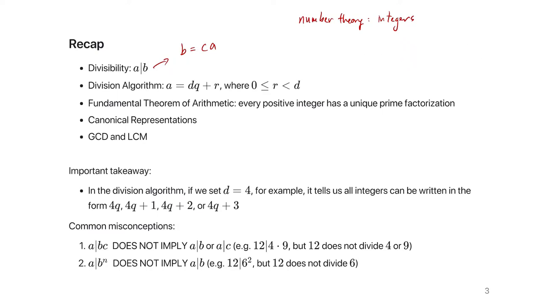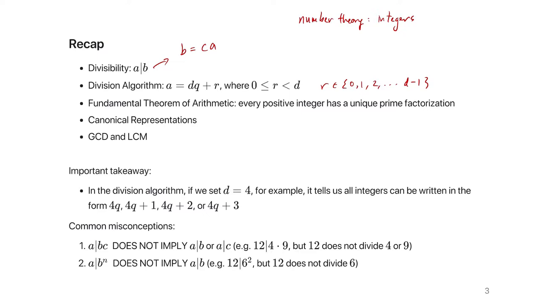We also talked about the division algorithm, which says if we're dividing some dividend A by some divisor D, we can always write the relationship as A is equal to divisor times quotient plus remainder, where the remainder is always between 0 and the divisor, but strictly less than the divisor. So the remainder is always 0, 1, 2, up to d minus 1. This is an idea you've seen before. When you divide by 3, the possible remainders are 0, 1, 2. Divide by 10, the possible remainders are 0 through 9. So when you divide by n, the possible remainders are 0 through n minus 1 inclusive.